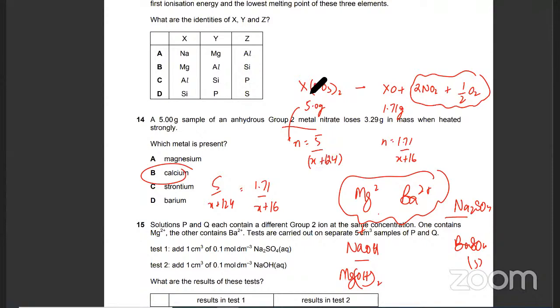Because I don't know what X plus 124 is. NO3 twice is 124. I don't know what X is. And the MR over here is going to be X plus 16. 1.71 divided by X plus 16. Is that clear? Yes, sir.